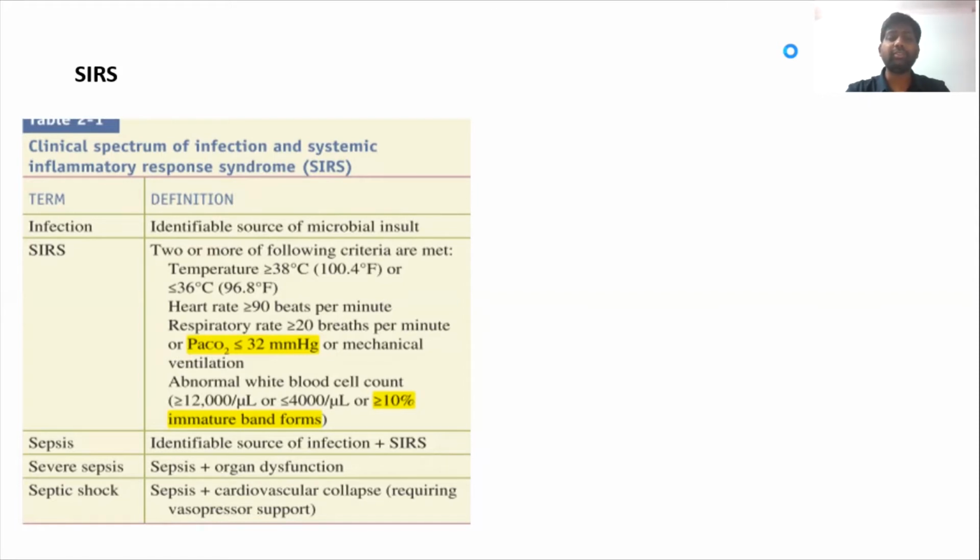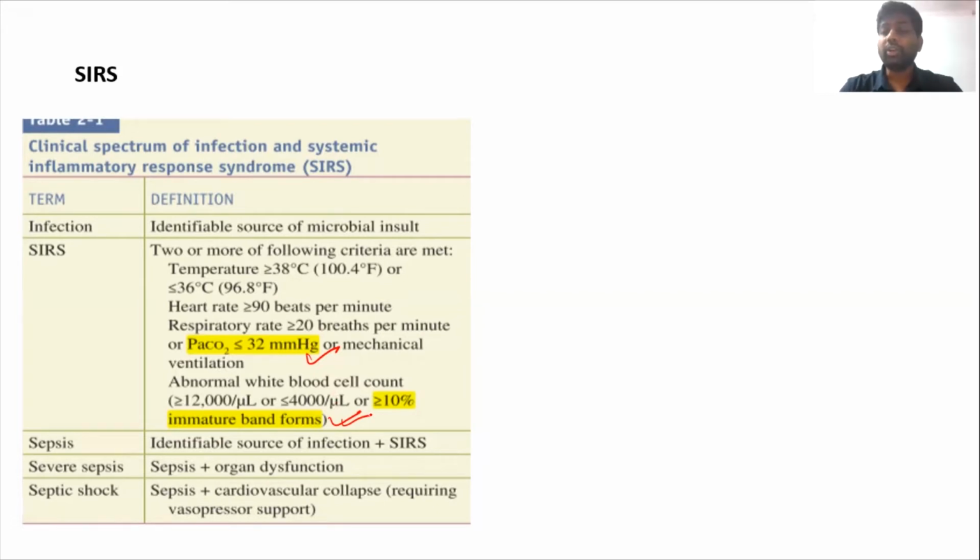The other criteria we have read multiple times and we remember them. But these two criteria are frequently missed, so they are important to remember, and I have highlighted them. The rest of the things about sepsis, severe sepsis, and septic shock, you can just read them. I think we have read them multiple times and it is very easy to understand.